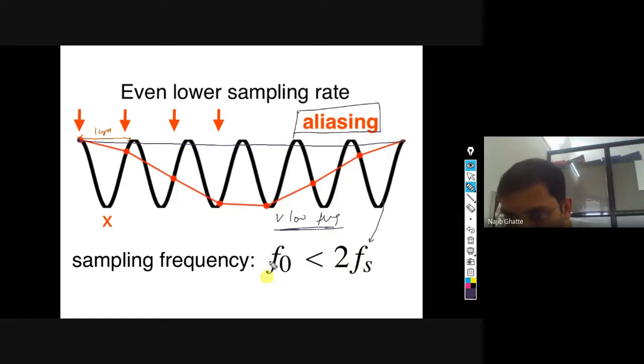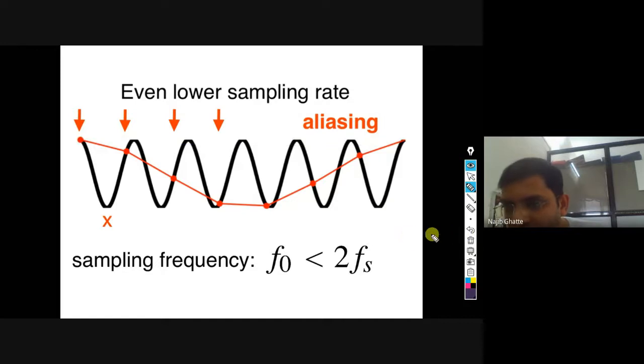If I go with a sampling frequency very much less than twice the frequency of the original message signal, then I get a new signal which is of very low frequency, and that phenomenon is known as the aliasing effect. Understood? What is the solution, sir? The solution is you need to increase the sampling frequency. Initially it was very, very low, now I need to increase it.